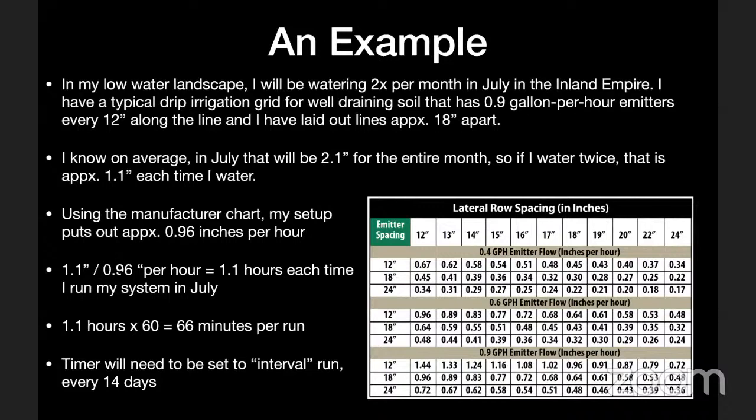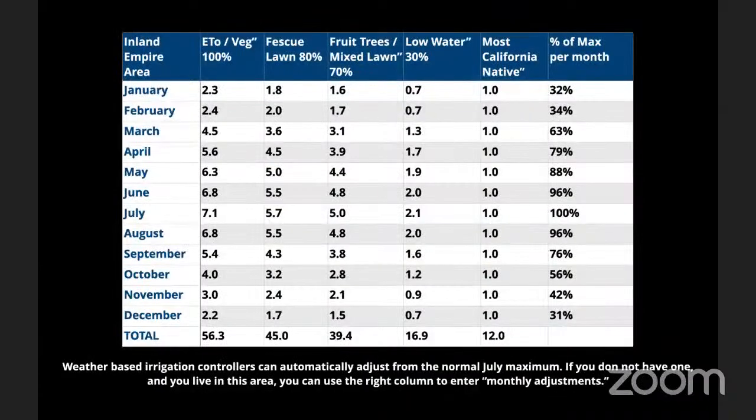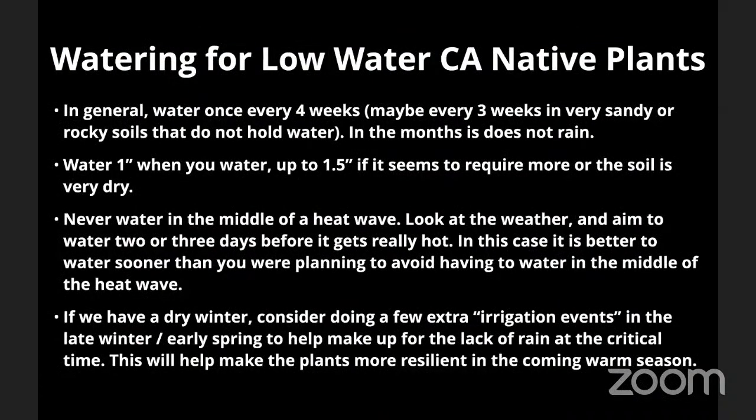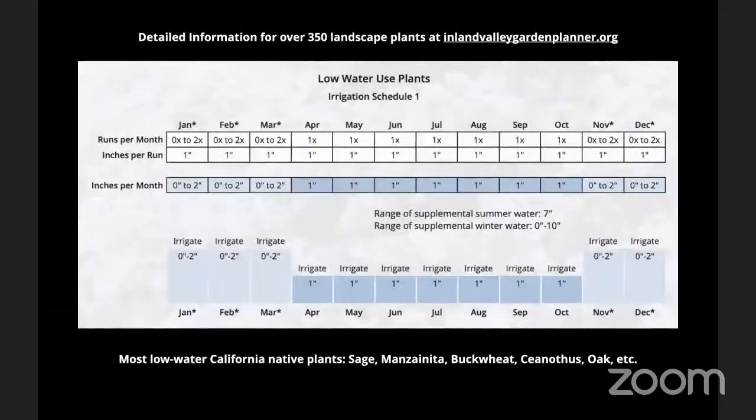So if it was something weird from a different spacing, 0.45 or something, that's what you do. The amount of irrigation that you want to apply each time divided by the inches per hour, your precipitation rate, tells you how many hours to water each time you water. Multiply that by 60, that gives you the minutes per run, and then you have your interval. And as I mentioned, for California native plants, it's a bit different. It's about 1 to 1.5 inches per month.